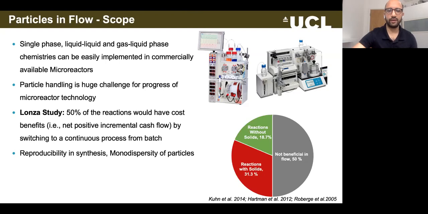So a long time back, there was a study performed at Lonza, which is a big chemical company. And they studied a huge range of industrially important chemical reactions. And they found that 50% of the reactions would have benefited if they were performed in flow. And out of those 50% reactions, like 31% of the reactions involved different types of solids. So only practically 18% of the reactions can be performed in flow. But this was a long-old study.